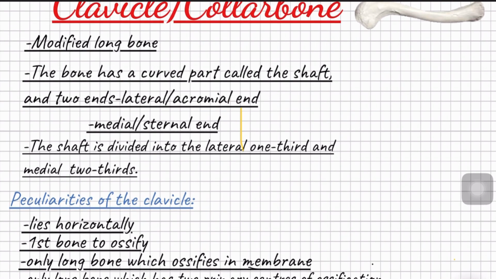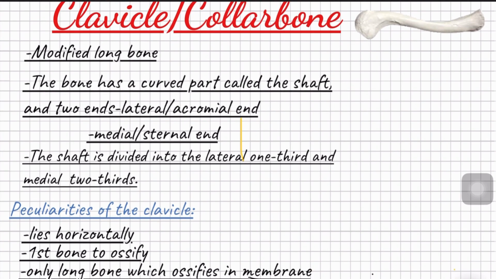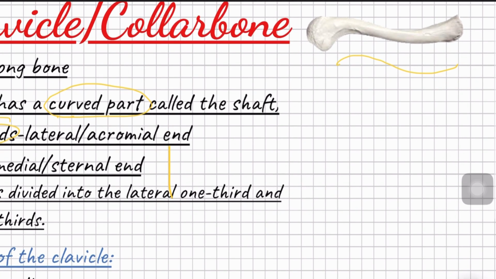Today's topic is the clavicle. It is also called the collarbone. It is a modified long bone. The bone has a curved part and two ends. The curved part of the clavicle is also called the shaft, and it has two ends. This is the lateral end, and this is the medial end. The shaft is divided into the lateral 1/3 and the medial 2/3 part.